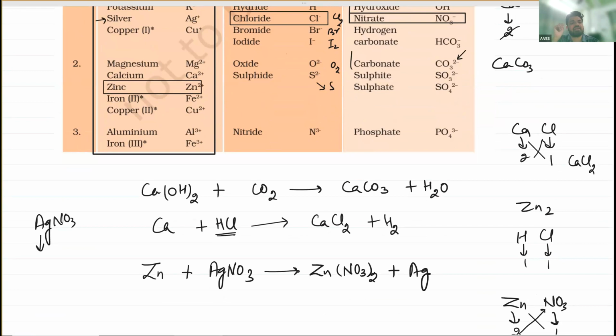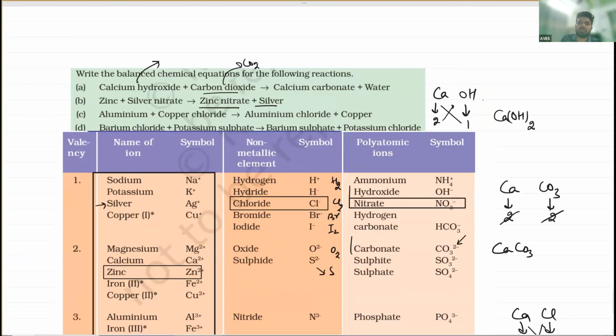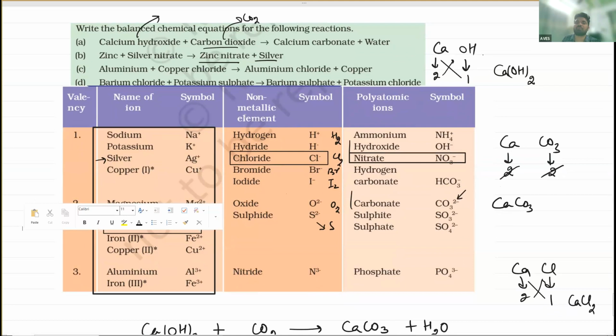Then the next one. Barium. Write down the next one. Barium chloride when it reacts with potassium sulfate.